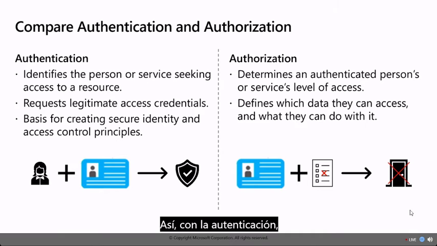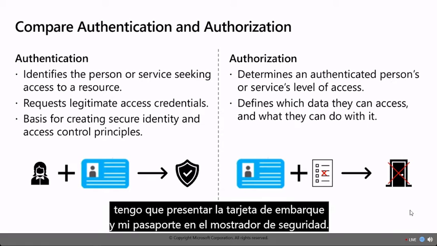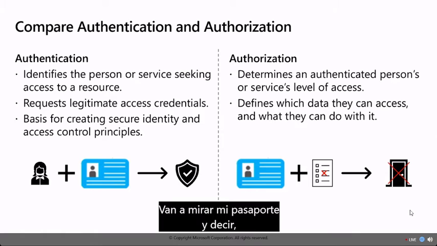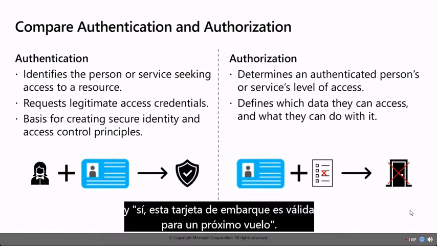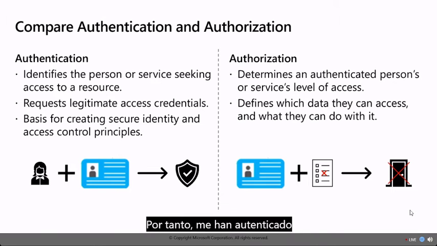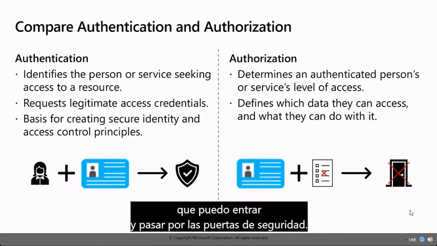Now, the way that I look at this is I think of airport travel. With authentication, when I go to the airport to catch a plane, I have to present my boarding pass and my license at the security desk. They're going to look at the license and say, yep, this is Chelsea Lee, and yep, this boarding pass is valid for an upcoming flight. And so they have authenticated that I can come in and go through the security gates.